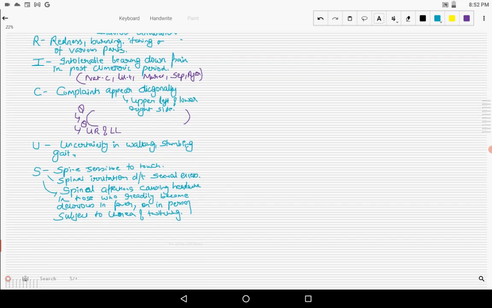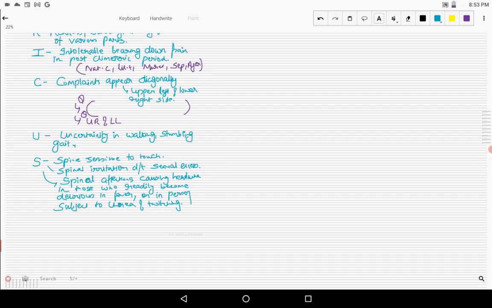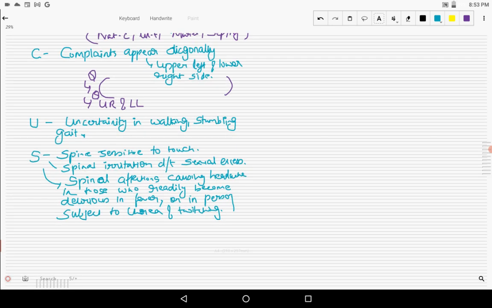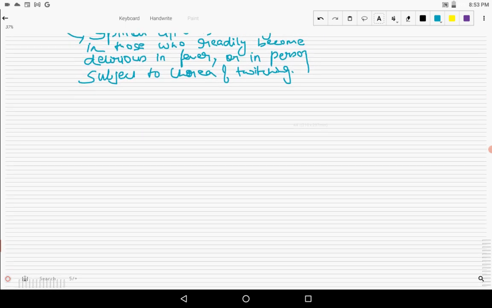Okay, and there was a question for you, which all remedy have upper left and lower right side complaint, and which have upper right side and lower left side complaint. Next, U stands for uncertainty in walking and stuff due to stumbling gait. S is for spinal affection causing headache in those who readily become delirious in fever or in persons subjected to Korean twitching, or spine sensitive to touch and spinal irritation due to sexual access.